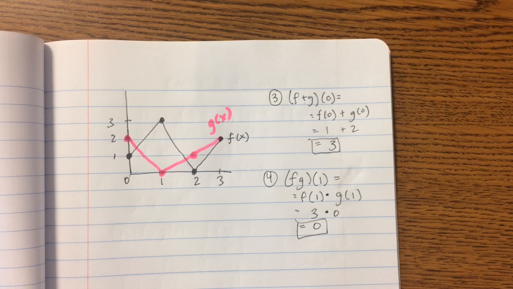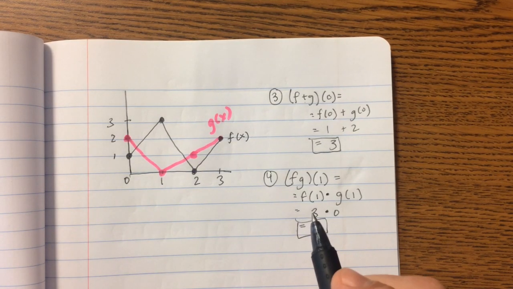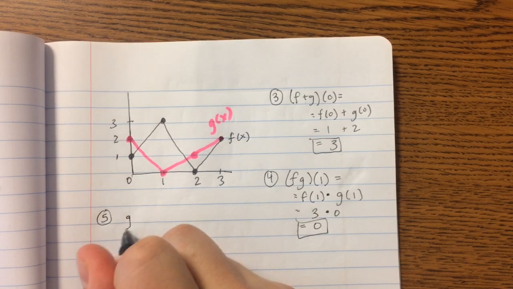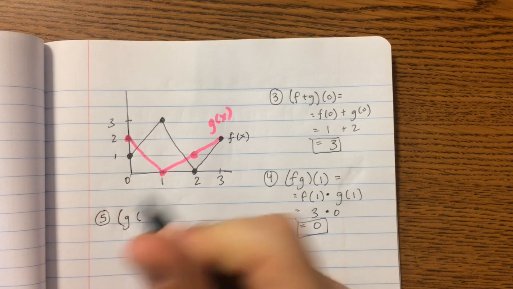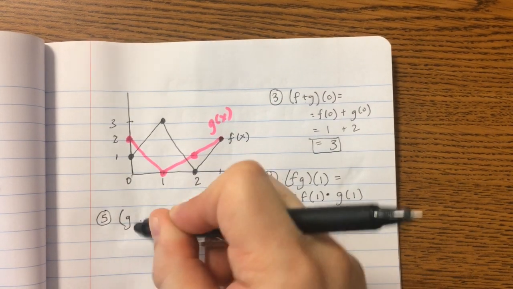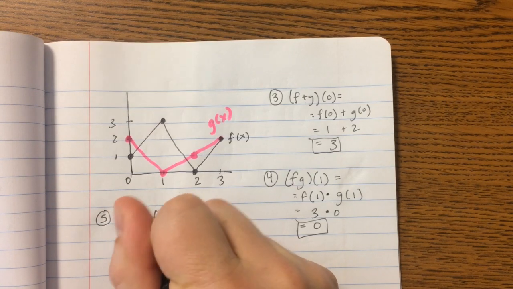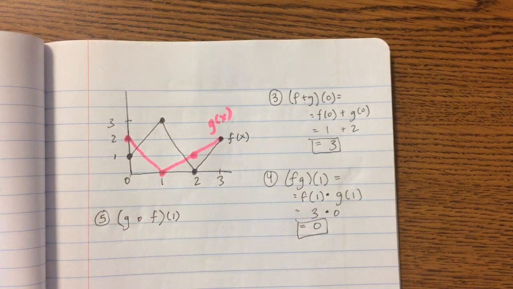We can also use this to find compositions. So let's say we want to do something like g of f of 1. I have a bad habit of doing that. So we're going to compose g of f and evaluate it for 1.